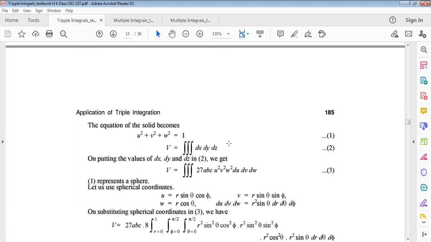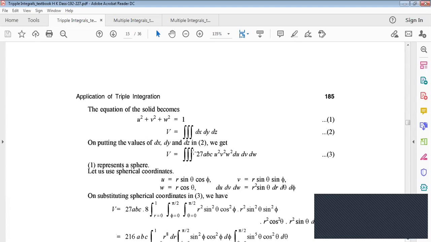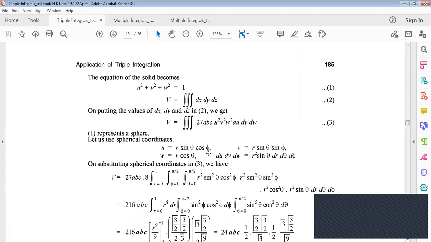So volume will be integration of dx dy dz. Now putting the value of dx dy dz from equation 2, we can write volume equals 27 abc u square v square w square du dv dw. Just putting this value, we get equation number 3.